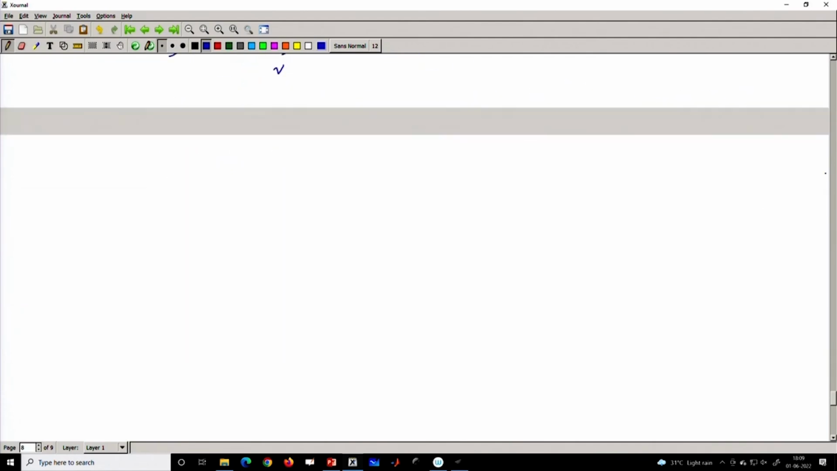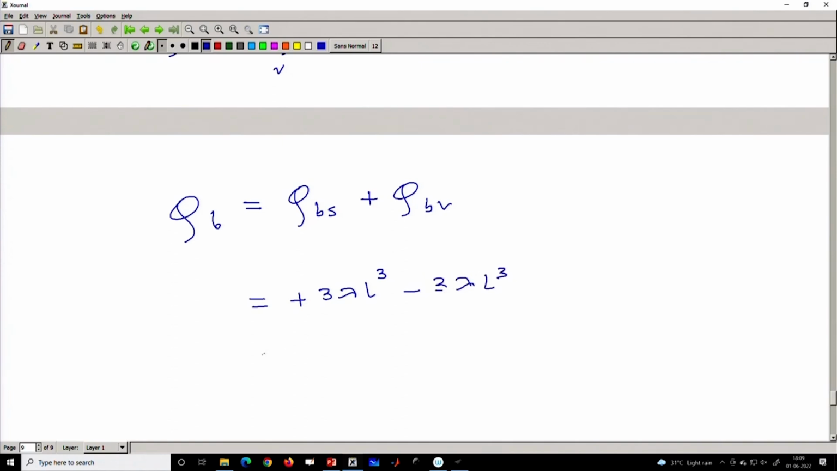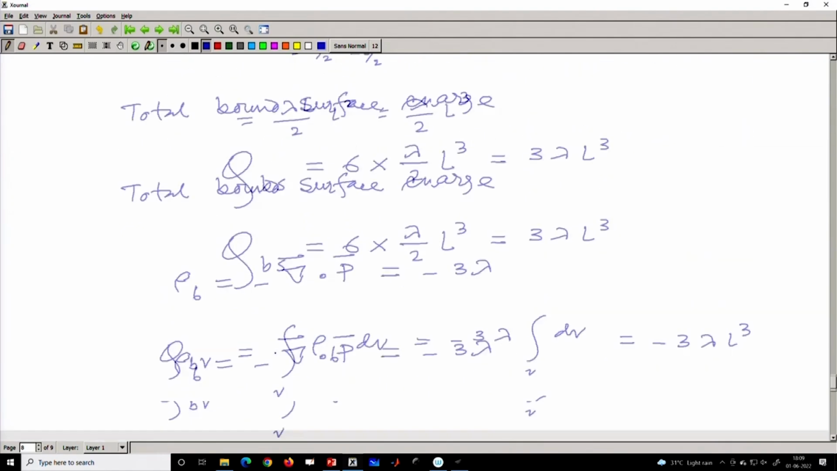Now, interestingly, if I try to find the total bound charge, it will be the combination of the bound charge for the surface and the bound charge for the volume. This quantity is plus 3 lambda L cube, but this quantity is minus 3 lambda L cube. So, they are going to cancel out and we are going to get 0, which is expected. There should not be any net bound charge here.